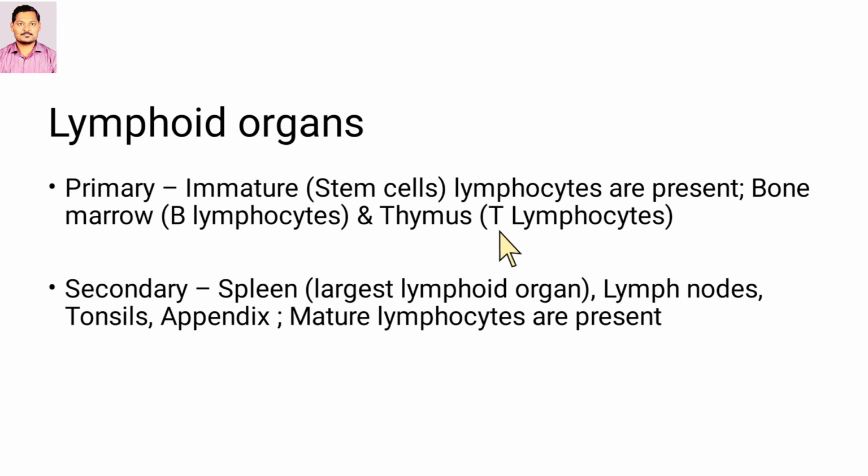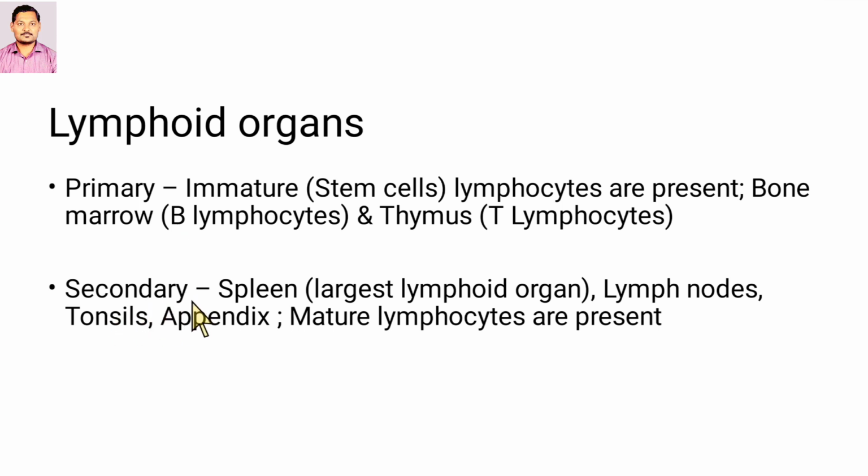If this accidentally does not happen and you release a few cells which recognize our own body cells as foreign, we call such a condition an autoimmune disorder. B lymphocytes are matured in the bone marrow. They are responsible for antibody production.